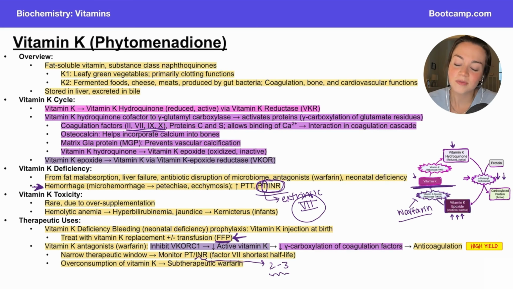All right, so let's wrap this up. We've been talking about vitamin K, also called phytomenadione. This is our fat-soluble vitamin, and it had functions primarily in clotting, but also in the bone and had cardiovascular functions.